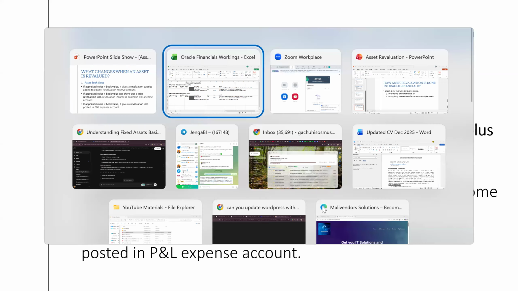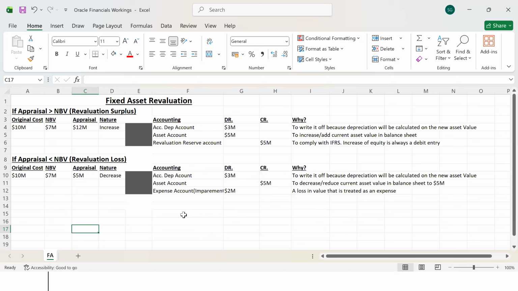We can look at this deeper to understand the accounting entries. We'll start with the case where the appraisal is greater than the net book value, or rather, the revaluation is a surplus. In this case, we have an asset whose original cost was 10 million, and the net book value is 7 million. Then the appraisal was done, and it came to 12 million. So there is an increase in the appraisal.